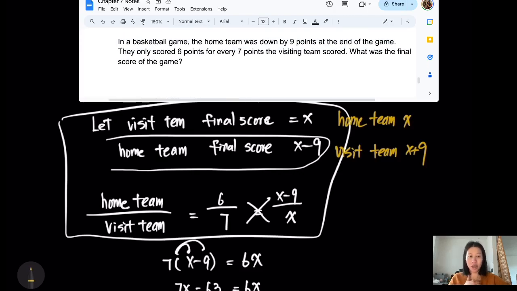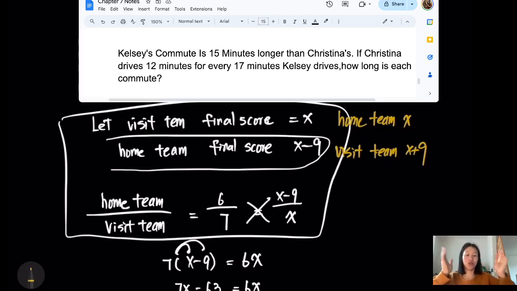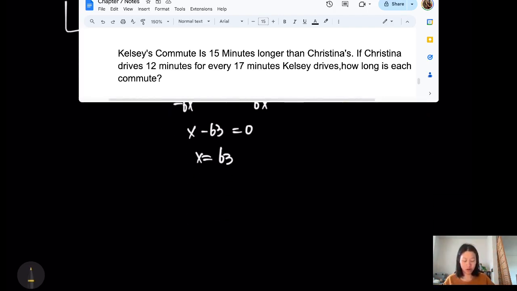Yeah, so here is some application for proportions. I want to try another example: Kelsey's commute is 15 minutes longer than Christina's. If Christina drives 12 minutes for every 70 minutes that Kelsey drives, how long is each commute? We don't know how long each commute is, so we can say either Christina's commute is x minutes or Kelsey's commute is x minutes.